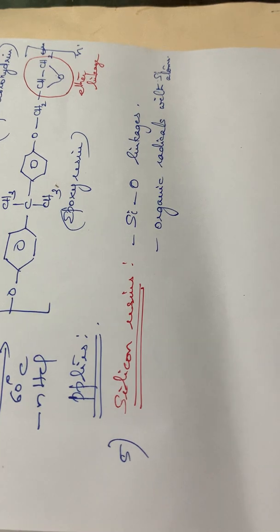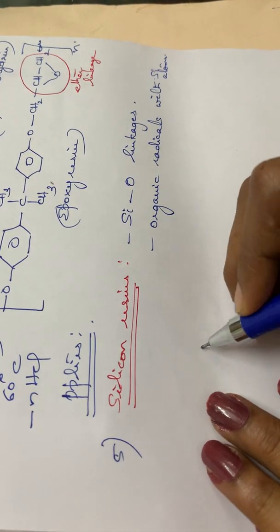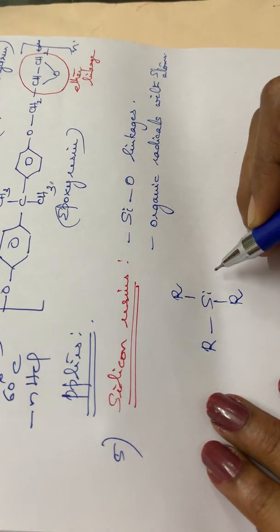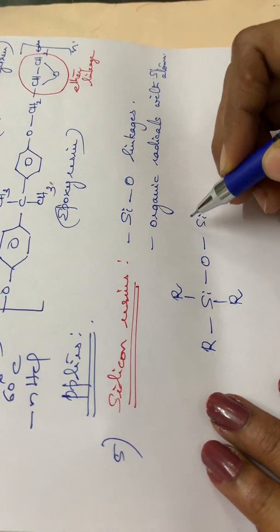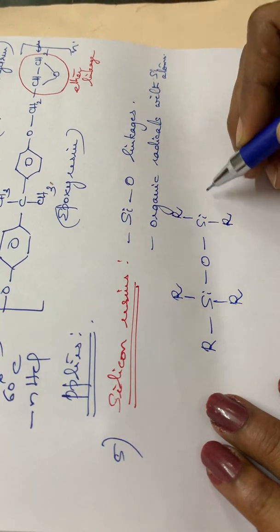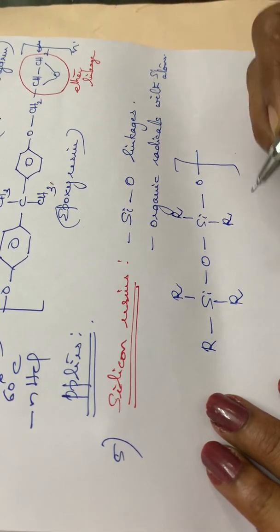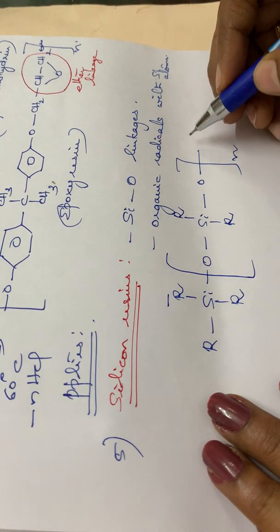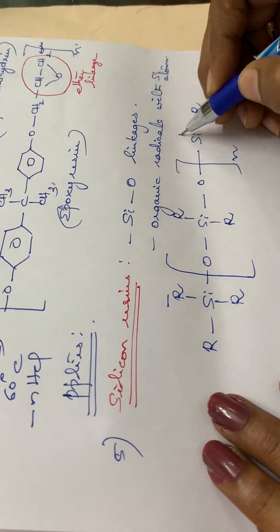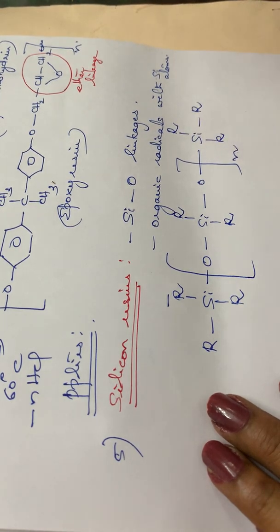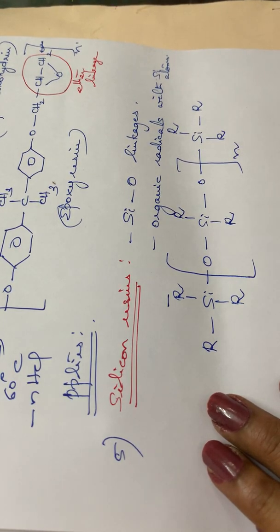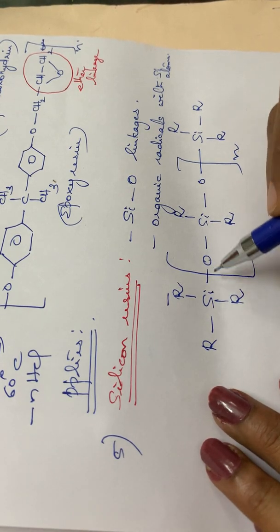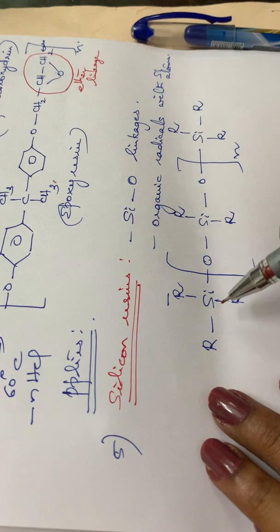So for example, one silicone resin I will be writing: Si, R, R, then O, then Si, R, R, then O, like this it goes on. This is the repeating unit n times, then again Si, R, R. What is the valency of silicon? The same as carbon, isn't it? Valency is 4. So the 4 valencies are satisfied. See here, the silicon-oxygen linkage is present, isn't it? That is one characteristic feature.